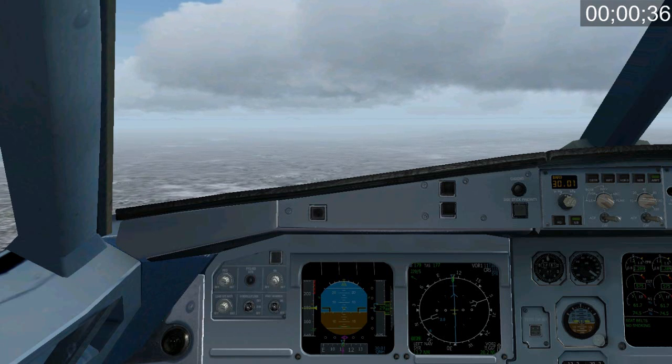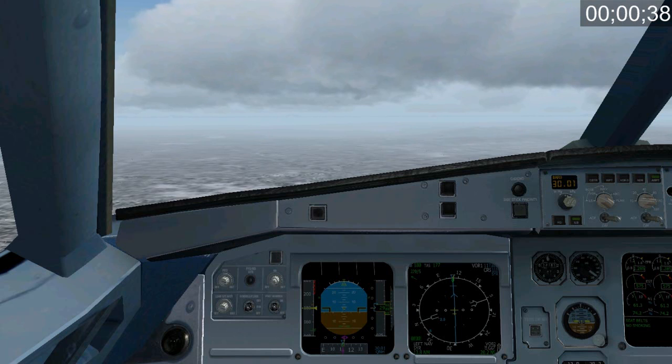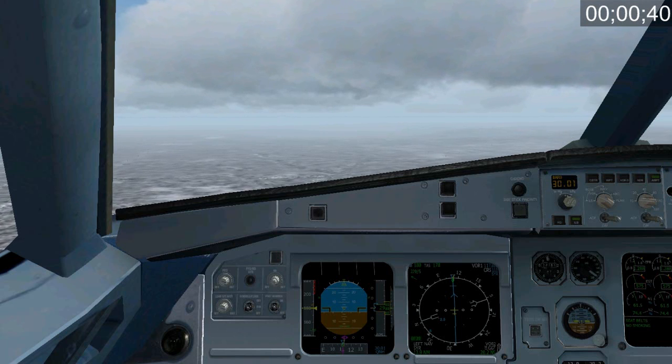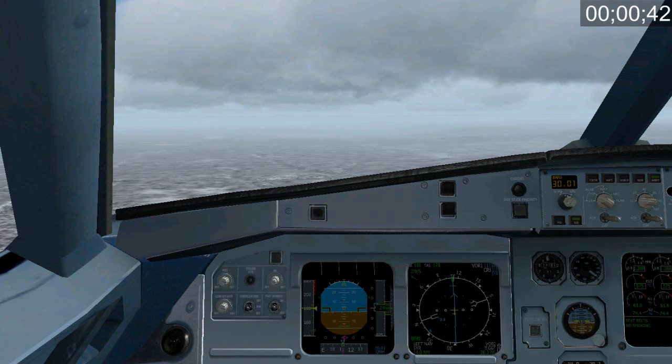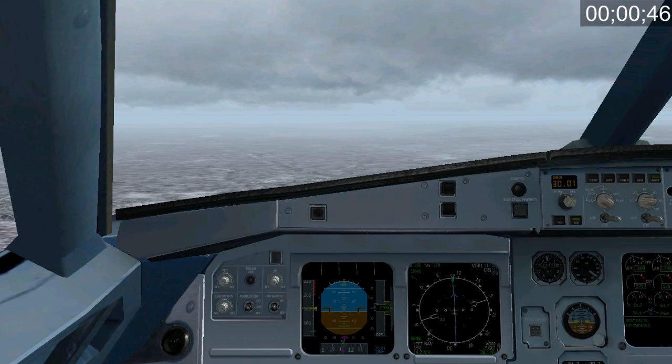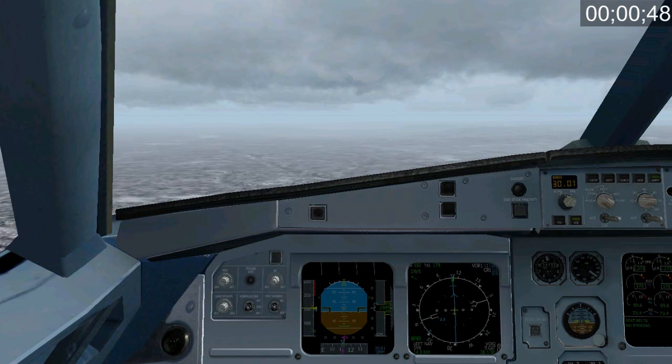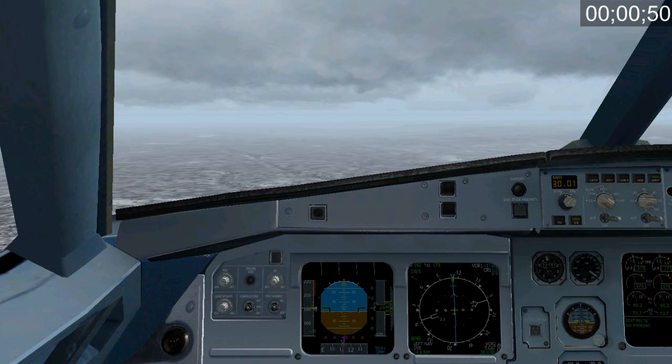Now what we're going to do is fly this heading for 2 minutes. After 2 minutes, we're going to start a half standard rate turn to the left to a heading of 261, so we intercept a heading of 291 back to the VOR. This is the procedure turn. This is the parallel procedure turn.